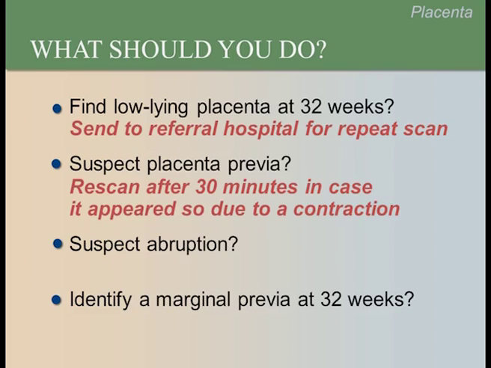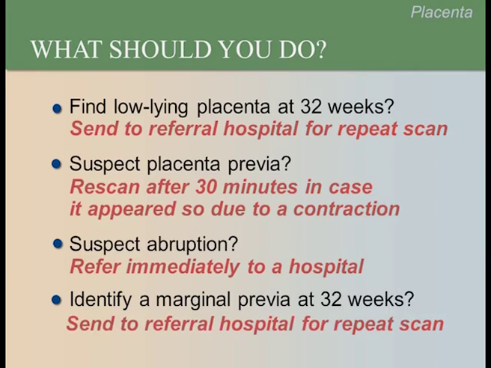What should you do if you suspect an abruption? The answer is immediately refer to the hospital. This is a leading cause of maternal death. What should you do if you identify a marginal previa at 32 weeks? The answer is to send her to the referral hospital for a repeat scan.